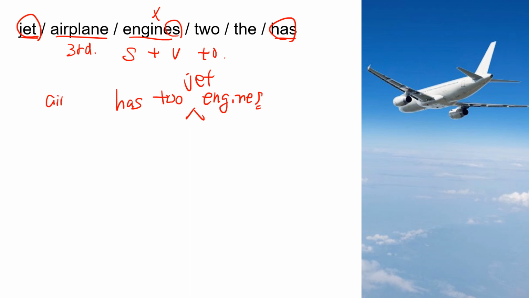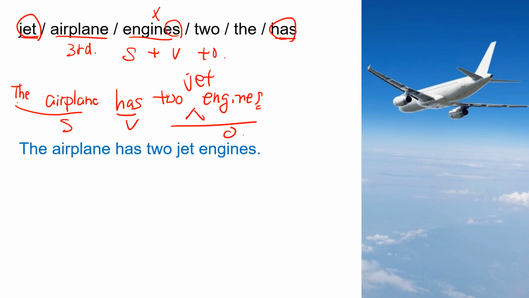Airplane, and then it is going to be defined by the. The airplane has 2 jet engines. So subject, verb, and this is going to be the object. The airplane has 2 jet engines. Again, subject, verb, and then object. Has to. Again, this one is read as has to. Has two jet engines. The airplane has two jet engines. The airplane has two jet engines.